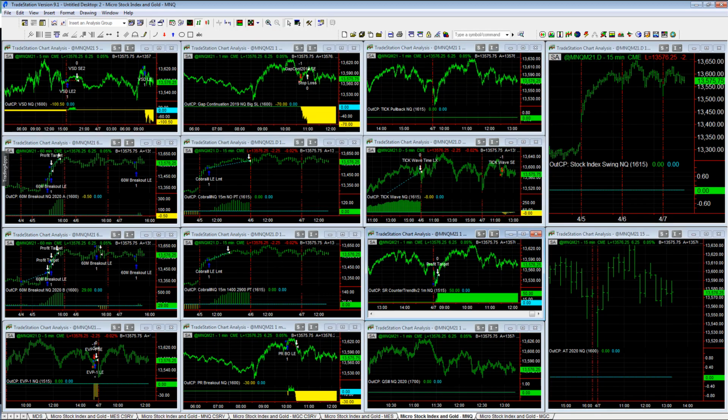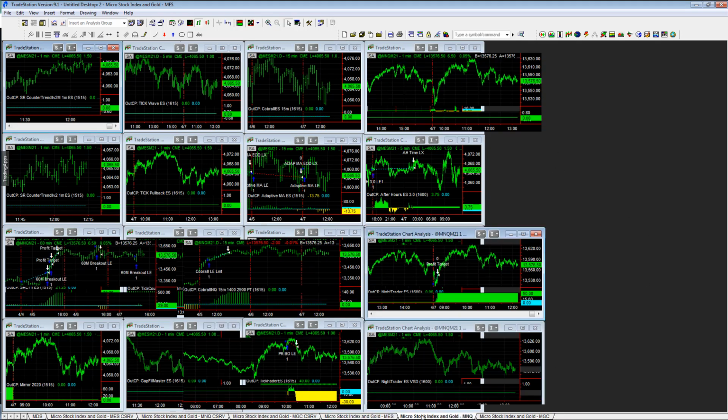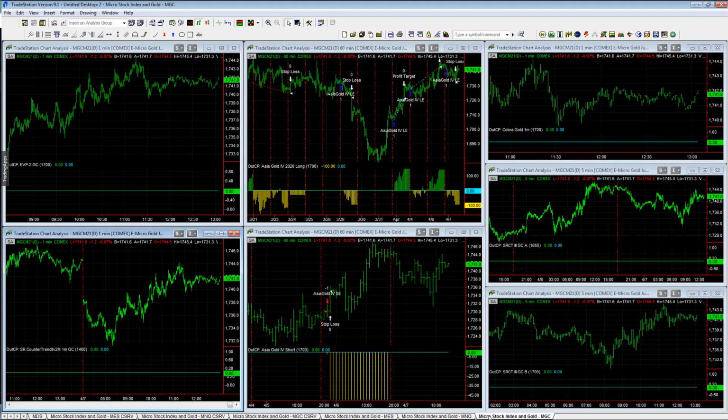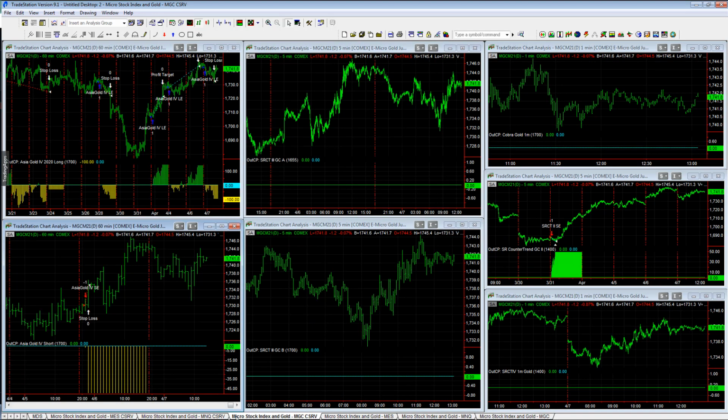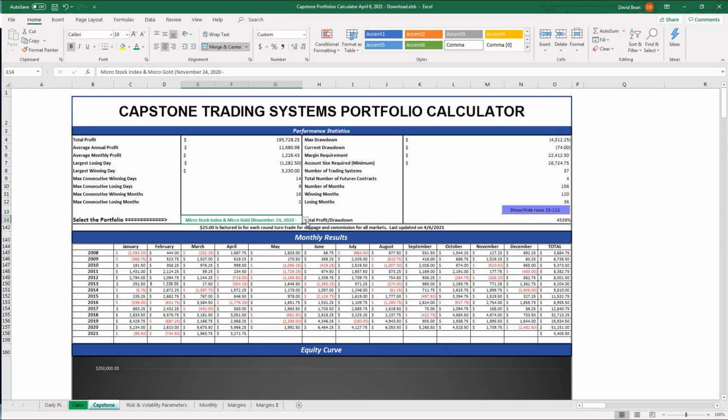So once again, when you subscribe to the micro stock index micro gold portfolio, you get all 6 workspaces. You get this base setup with 37 strategies set up. Then you get the conservative version with the 27 strategies set up, and working on an algorithm to flip between these. The portfolio calculator has been updated to include both portfolios, and you can see the difference here.